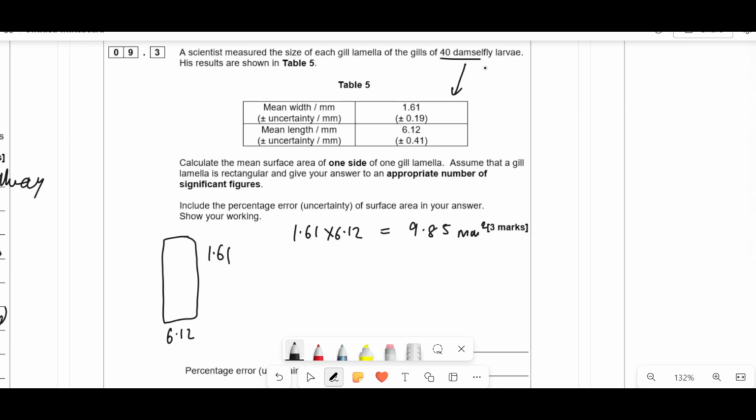Now, we don't need to worry about it being 40 because it's the mean width here, but just be wary that sometimes they may have the total, for example. Right, so that's your mean surface area, but they wanted an appropriate number of significant figures. They've given us 3, so we'll stick with 3. Cool.